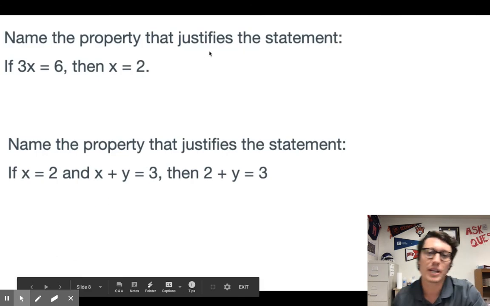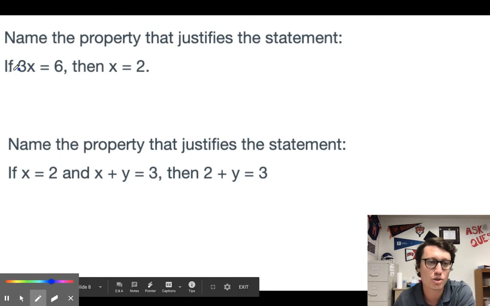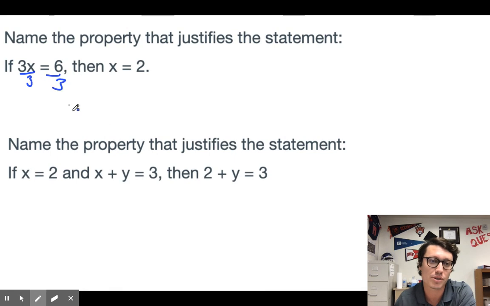Name the property that justifies the statement. If 3x equals 6, then x is equal to 2. What did we do? How could we get rid of this 3, right? We should divide both sides by 3, so that is the division property of equality.